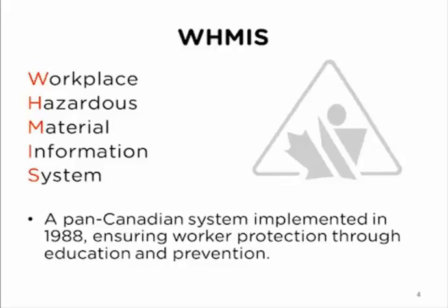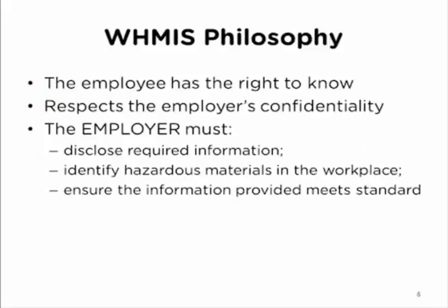WHMIS means Workplace Hazardous Materials Information System. The mandatory use of WHMIS in all Canadian workplaces has been in place since 1988. The same information must be available in all Canadian workplaces so that all have access to the same information. There have been no amendments in the WHMIS regulations since it was introduced.